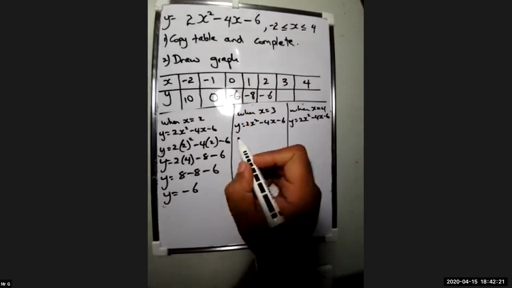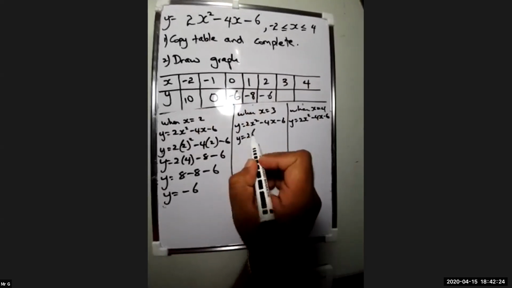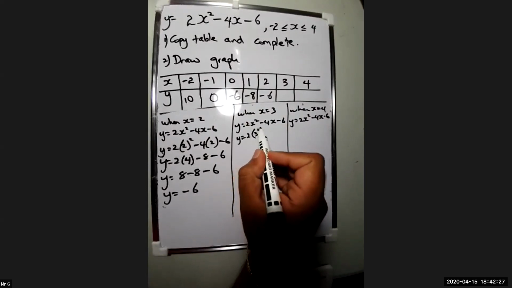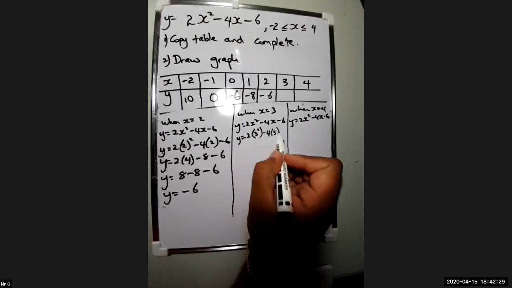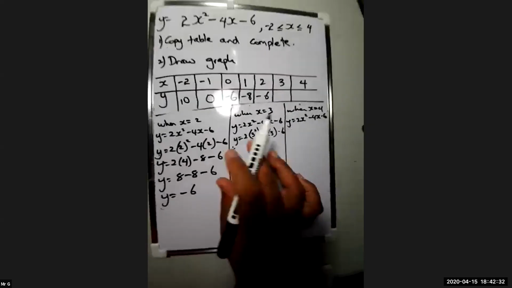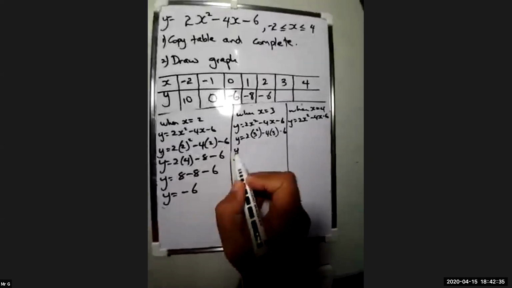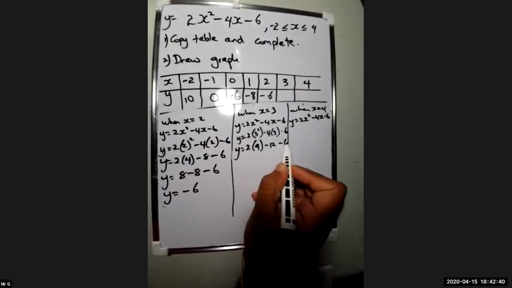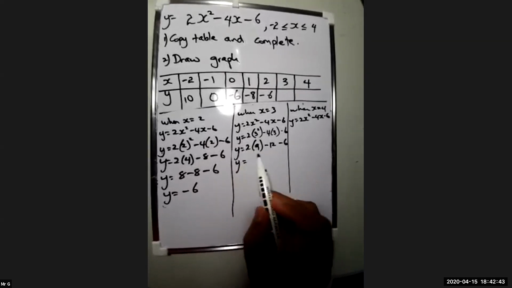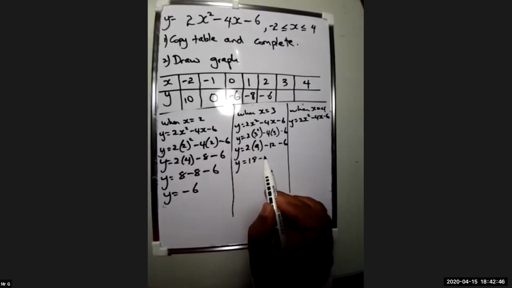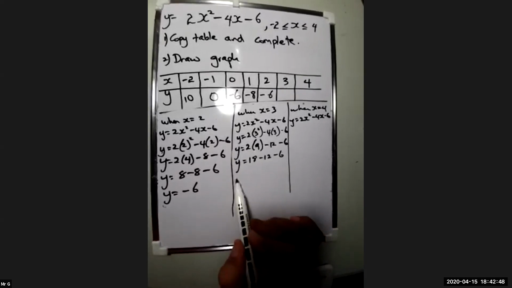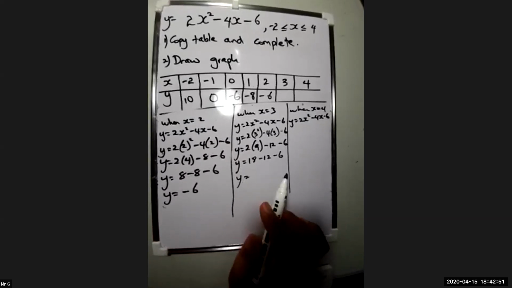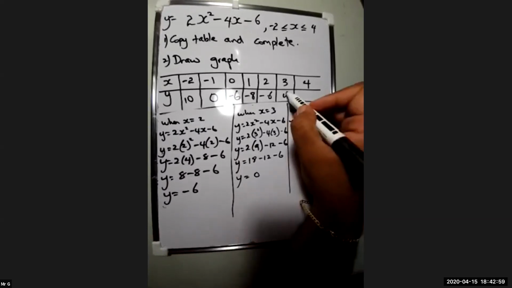Next one, y is 2 into 3 squared minus 4 into 3 minus 6. So 3 squared is 9, 4 3s are 12, minus 6. So y is 2 by 9, which is 18, minus 12 minus 6. 18 minus 12 is 6, and 6 take away 6 is, of course, 0. So 0 goes here.